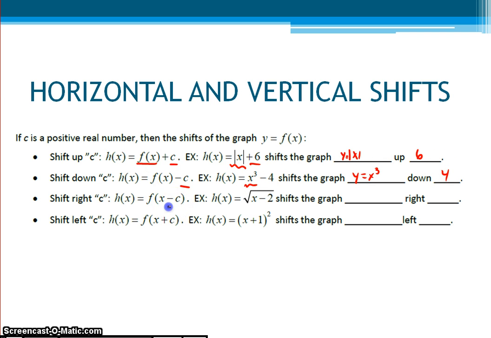Now the horizontal shifts are the ones inside the function, like inside the square root or inside the parentheses for the squaring. And horizontal shifts always go in the opposite direction. So this shifts the base function y equals square root of x. It shifts it right 2, because the horizontal shifts are always the opposite direction. So here my parent function is the square function, so it's y equals x squared, and since it's a plus 1, it shifts it left 1. So it's going to go left 1.